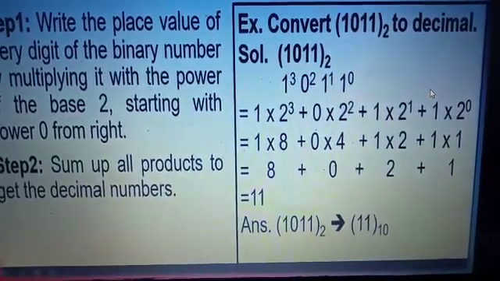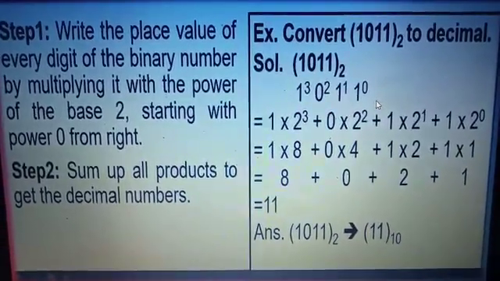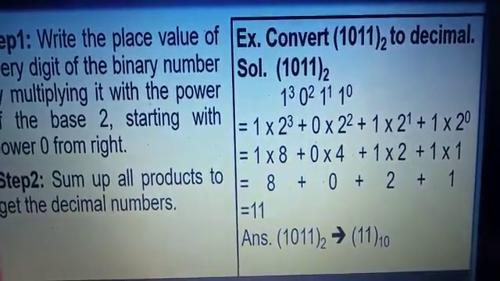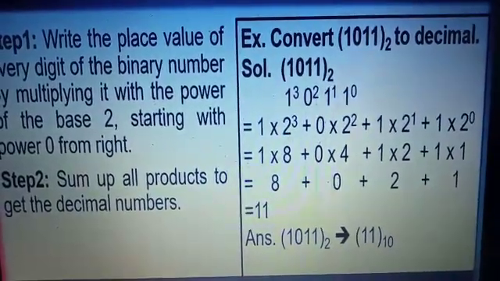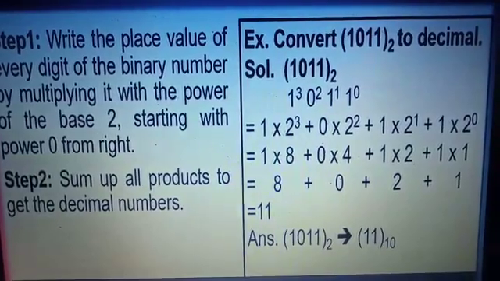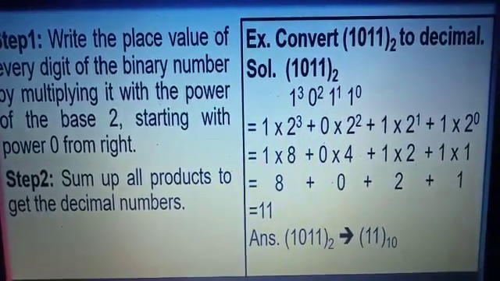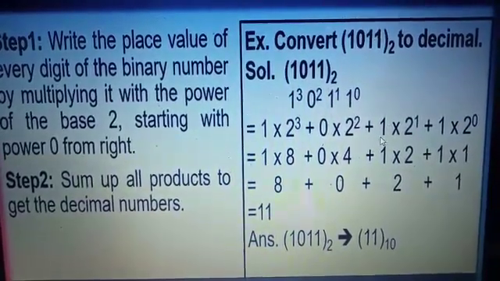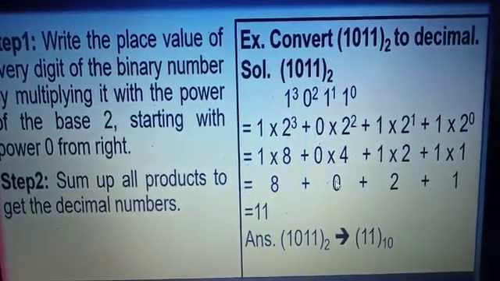After that, step 2: sum up all the products to get the decimal number. After doing that, you will get 1 into 8. That means 2 how many times you have to write? 3 times, you get the multiplication 8. Then plus 0 into 4. That means 2 how many times you have to write? 2 into 2, 4.